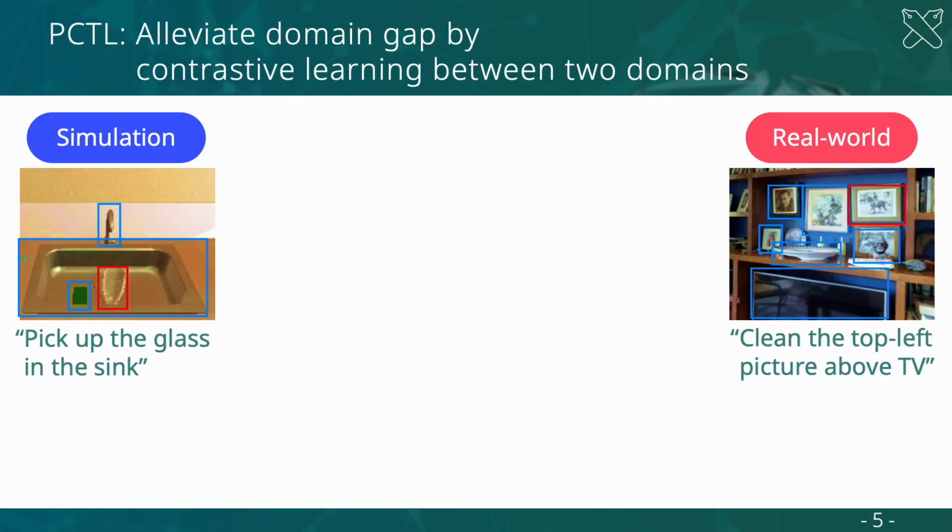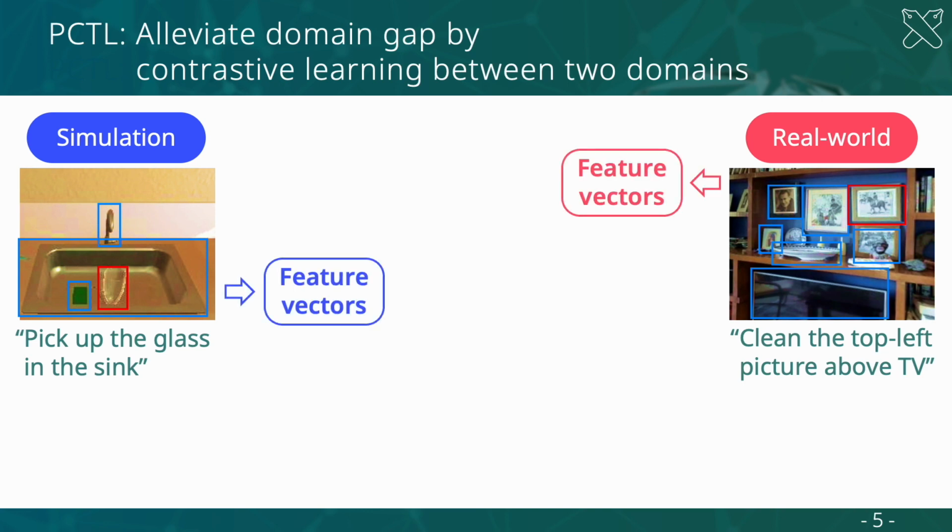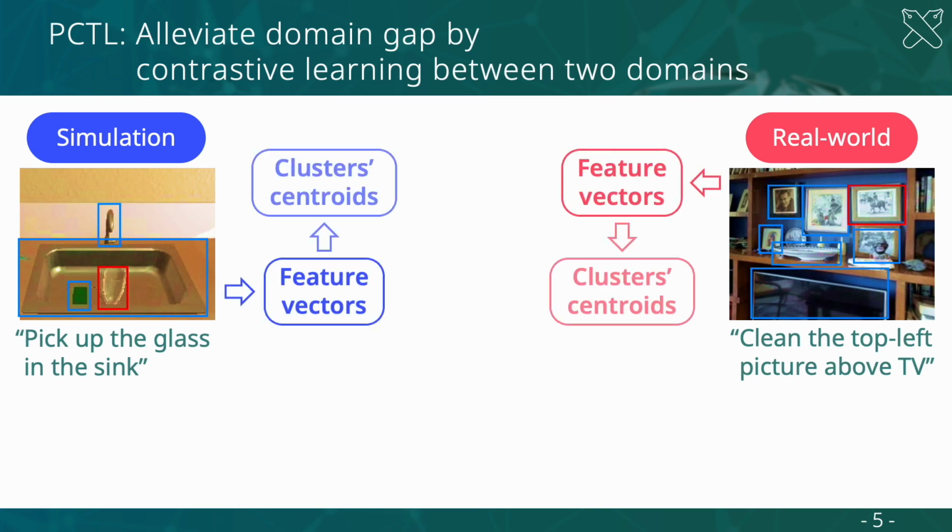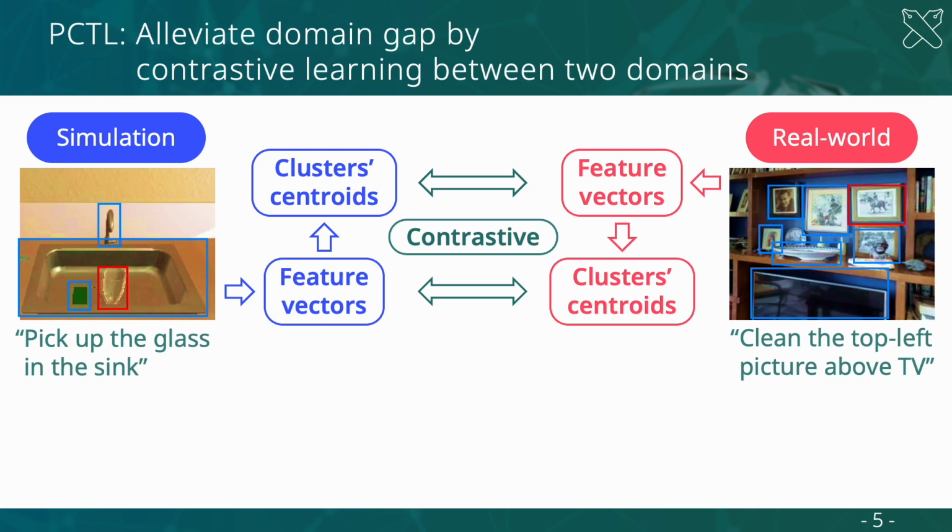Here is a quick explanation of PCTL. Given multimodal inputs from two domains, PCTL encodes these inputs into feature vectors. PCTL then performs clustering on these vectors to obtain centroids. Finally, PCTL alleviates the domain gap by minimizing the contrastive loss between the feature vectors and the centroids of the clusters in the other domain.